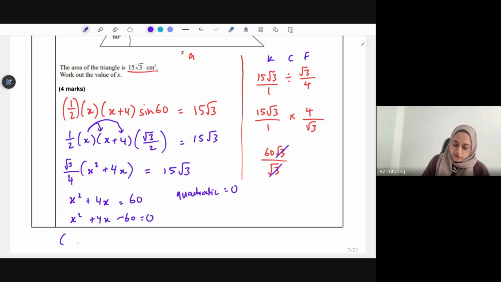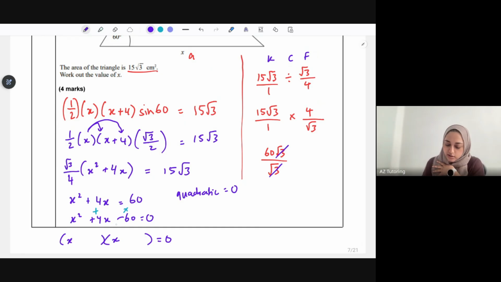So what does that factorize to? I need 2 numbers that multiply to give me minus 60, but add to give me 4. Now 2 numbers that multiply to give a negative number will be a positive and a negative number. So it's just trial and error that you're going to have to do. Or you could use the quadratic formula.